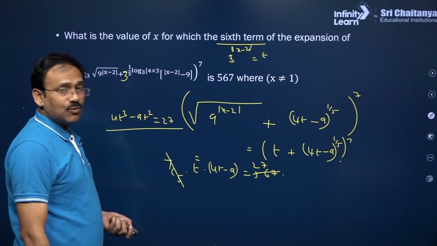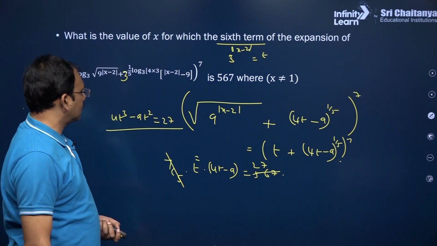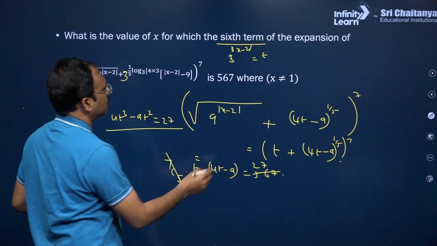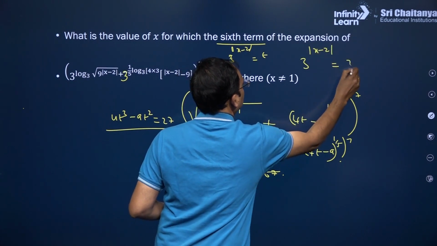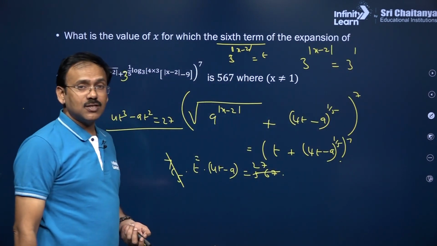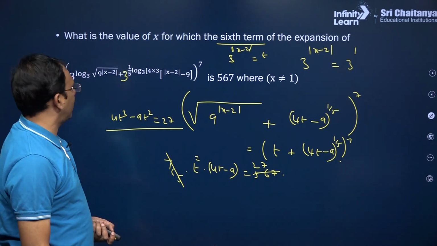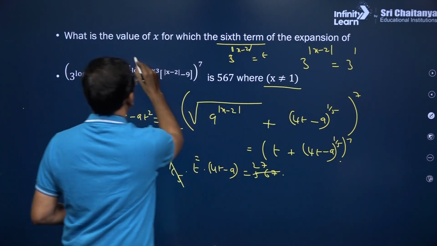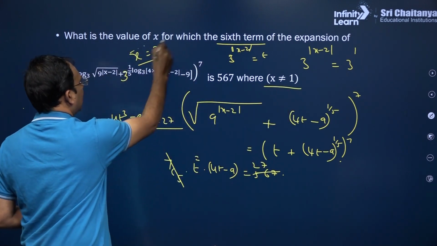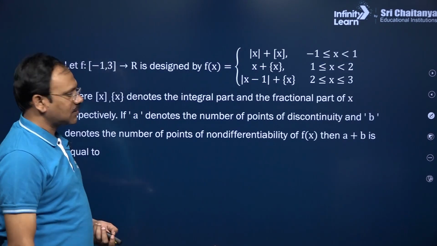You just put t equal to 3, one of the solutions, and it is satisfied. So 3 to the power of mod x minus 2 is equal to 3, so mod x minus 2 is equal to 1. x can be 1 or 3, my dear friends. So what is the value of x? He said x cannot be 1, so the value of x must be 3. That is all. Next, you see the last question.